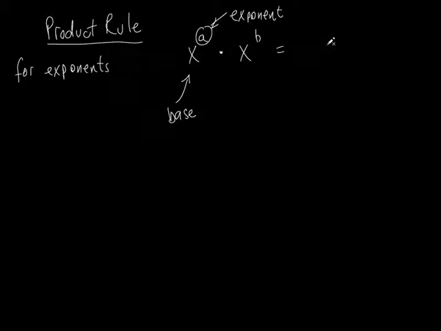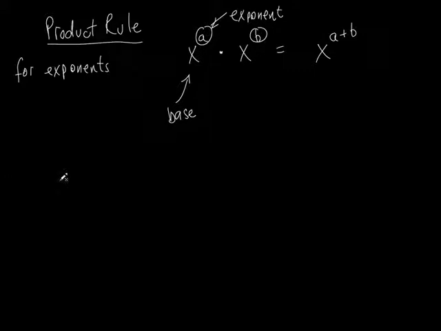So what you do is you keep the base the same. So if the base is x, you just keep it the same. And there's a rule on what you do with the exponents. What was that rule? Do you remember? You add them up. That's right. You add up the exponents. So it's a plus b. So that's your basic product rule for exponents.